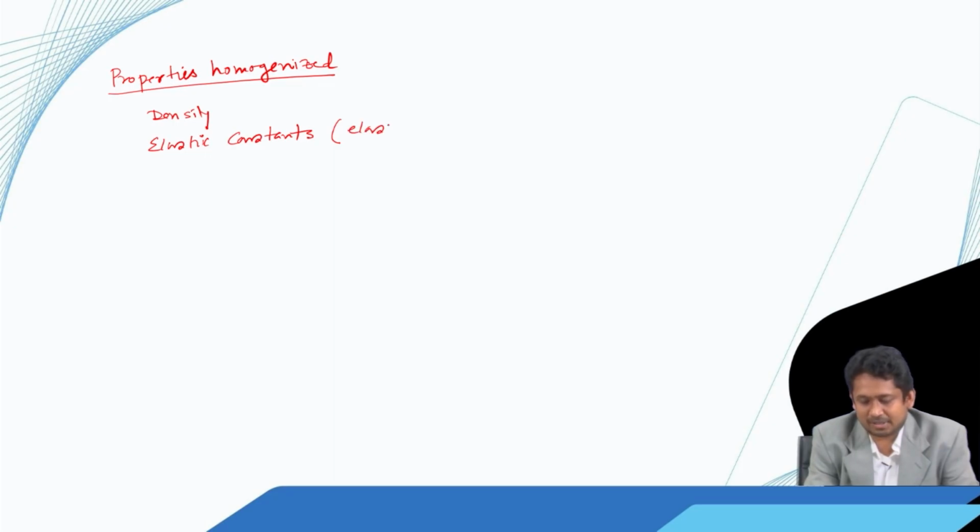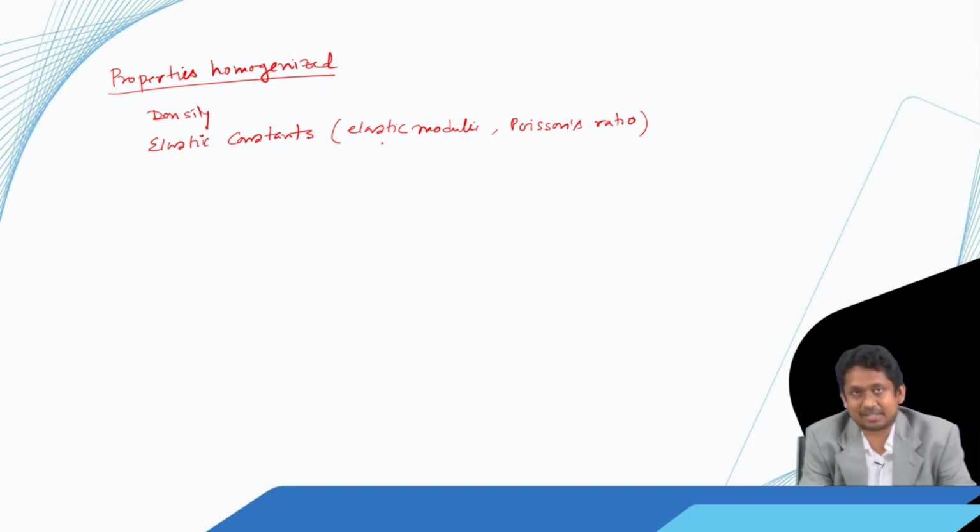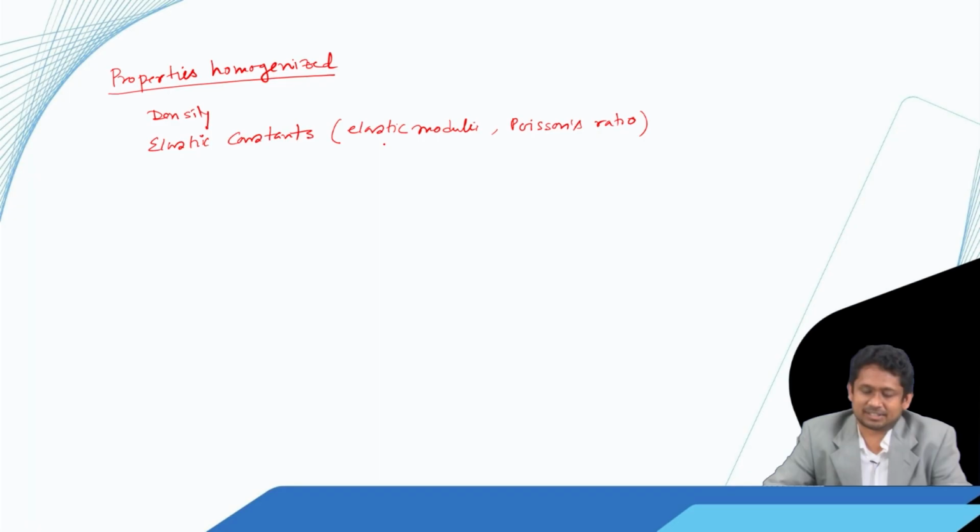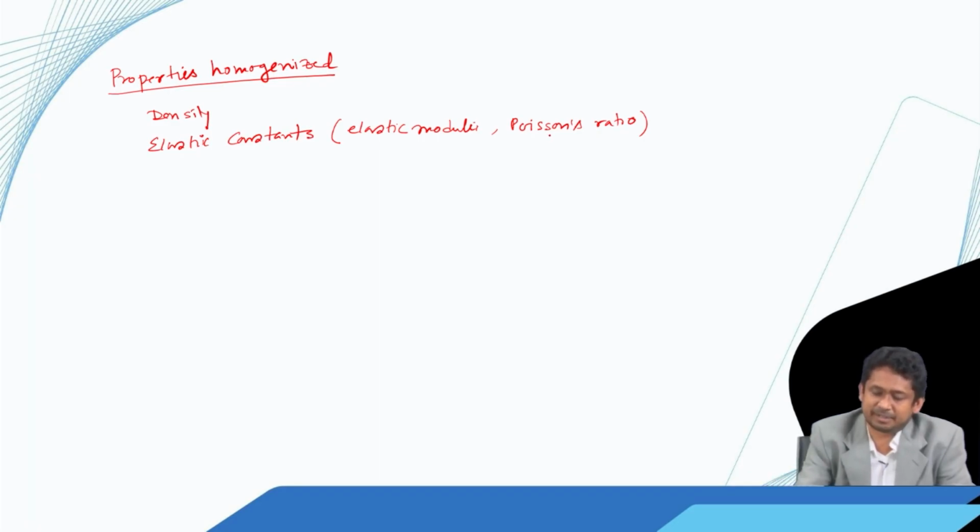So, these can be elastic moduli, Poisson's ratios. Again, as we know that these plies are anisotropic, so they have different elastic modulus in different directions. Similarly, different Poisson's ratio in different directions. So, that is why these are in plural.